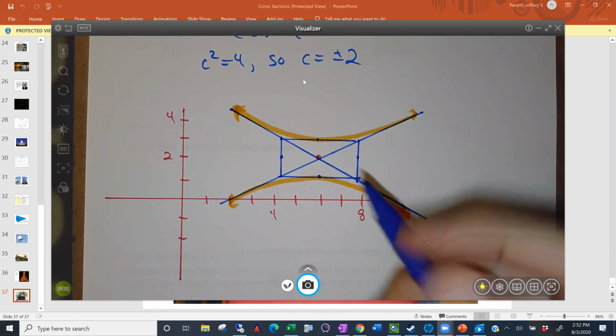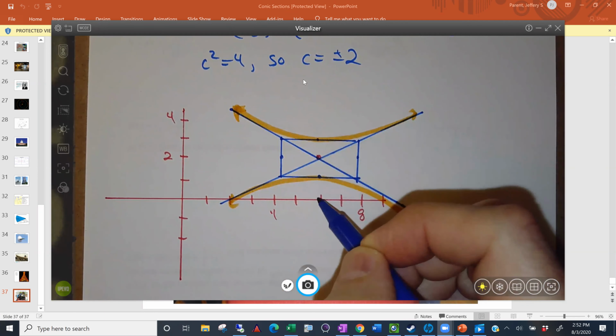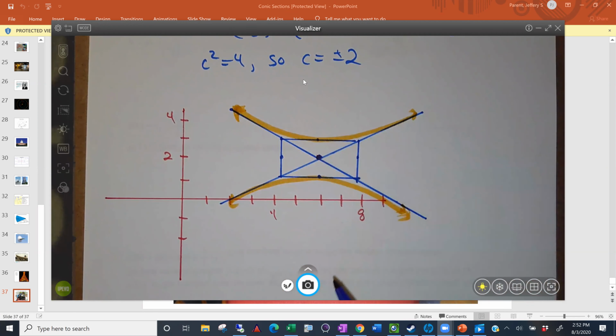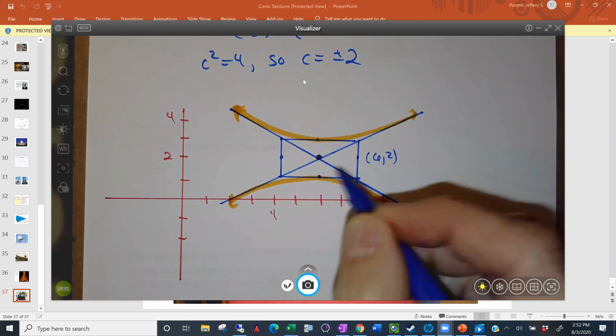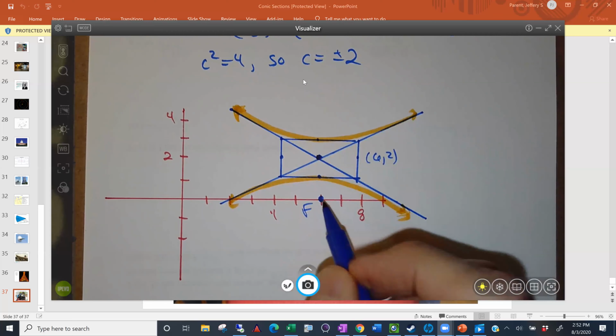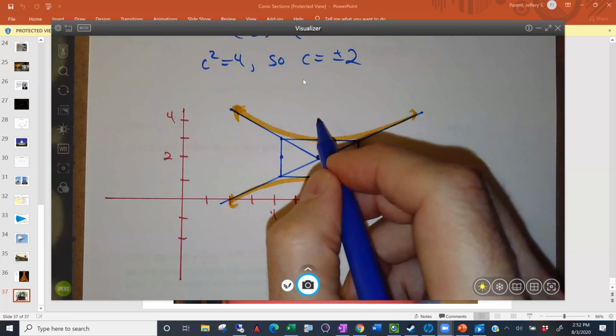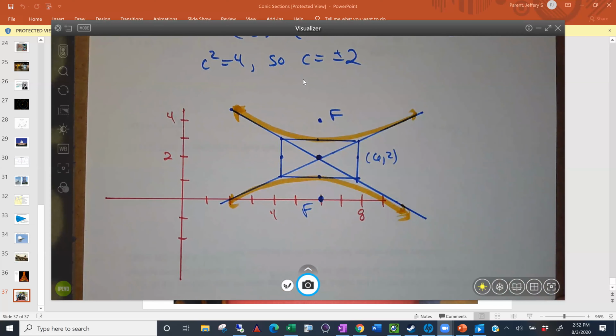Now your foci are going to lie a distance of 2 up and 2 down from the center. Our center was at 6 and 2. So at 6 and 0, you're going to find a foci. And at 6 and 4, you're going to find another foci.